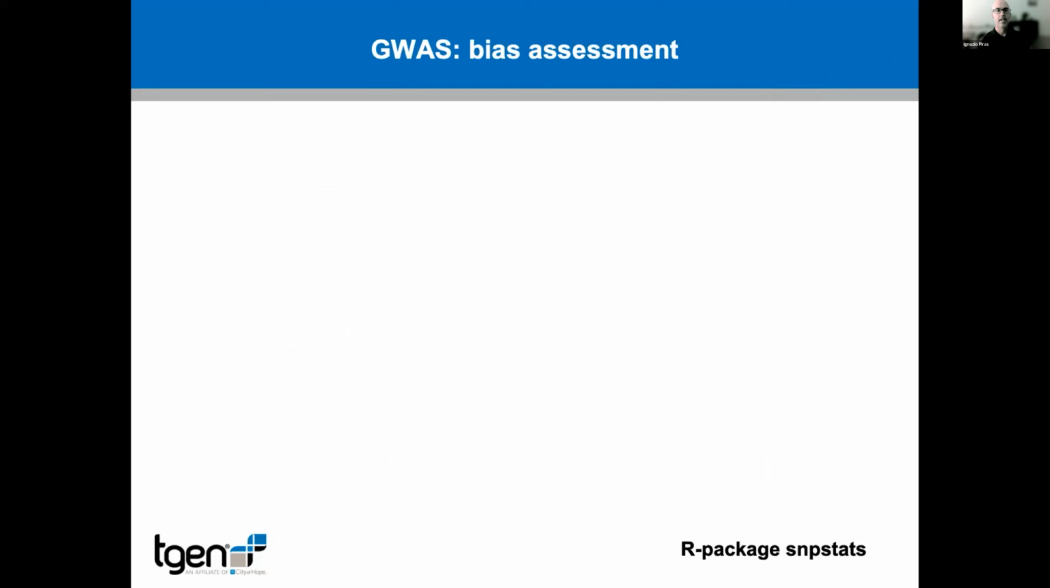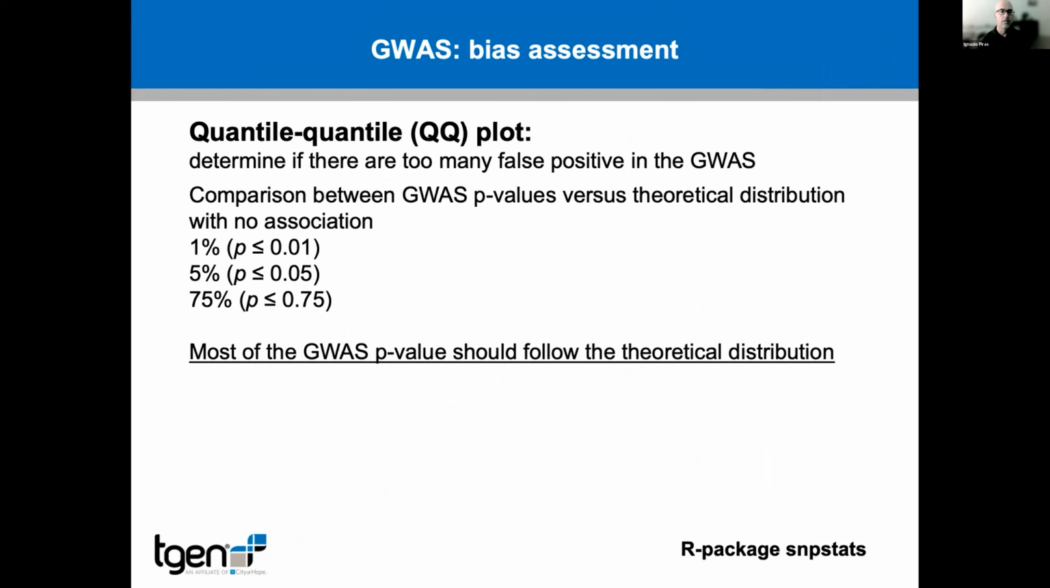This is another important step. After we have our summary statistics, our results, we need to see if our results are reliable. In other words, if there are too many false positives. So basically we compare the p-values we obtain in the analysis versus the theoretical distribution, assuming no association. So for example, we expect that 1% of the p-values will be under 0.01. So we assume that most of the GWAS p-values should follow the theoretical distribution. So we will draw a plot and we can check.